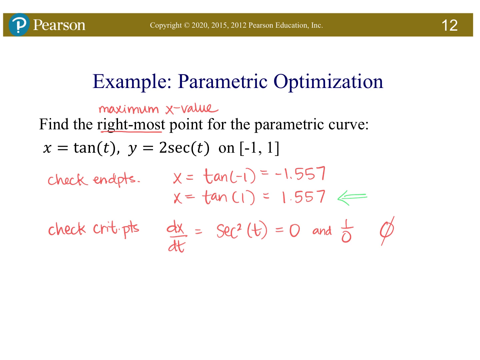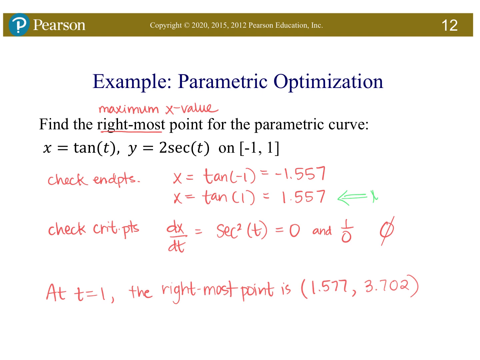But we want to make sure we answer the question. And so the question would be, at time equals 1, the rightmost point is, and then we have 1.577, and then we want the y value to go with that so that we're answering the point. I think we had that from the page before, that we knew that the value was 3.702, if I'm remembering that right. And so now we have the rightmost point of this graph was actually at the end point. Okay, any questions on that so far?